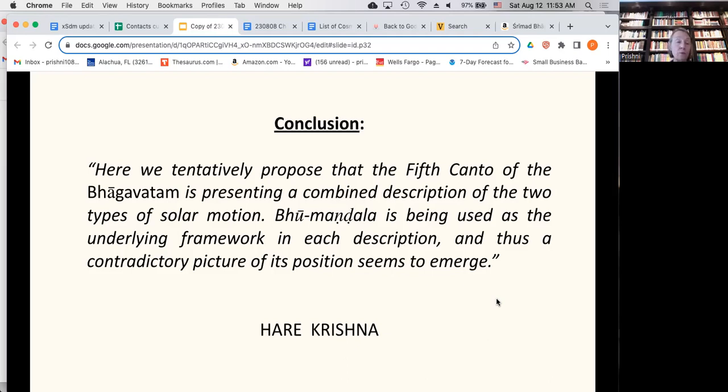And I think none of us, after seeing this, will have trouble agreeing with it. Here we tentatively propose that the fifth canto of the Bhagavatam is presenting a combined description of the two types of solar motion. Bhumandala is being used as the underlying framework in each description. So we have the daily motion along the equatorial plane, and the yearly motion along the ecliptic plane. Bhumandala is being used as the underlying framework in each description, and thus a contradictory picture of its position seems to emerge. Thank you very much for listening.